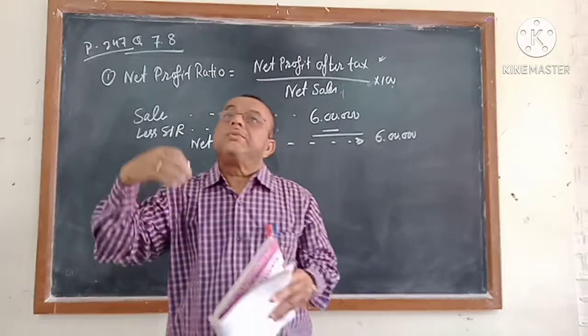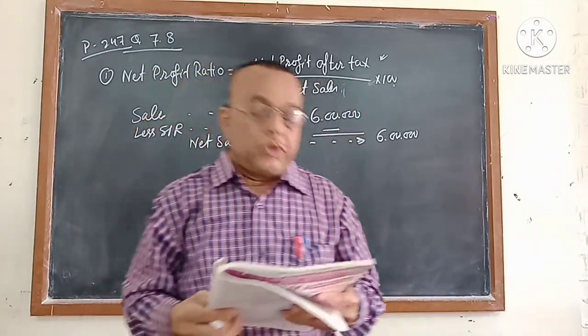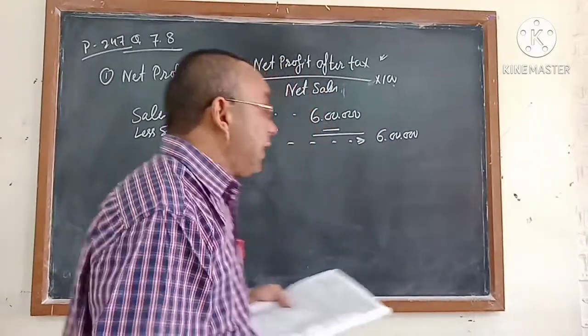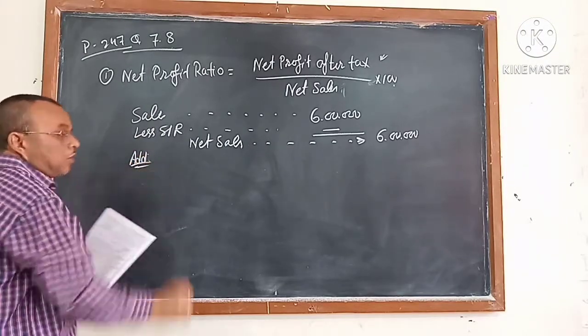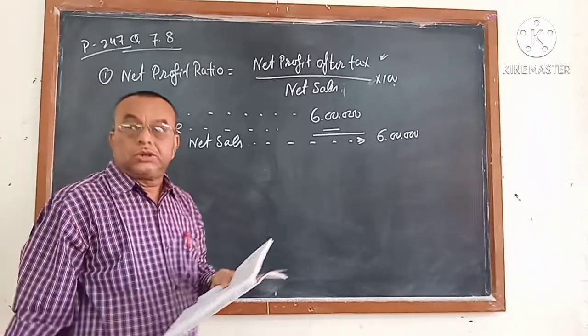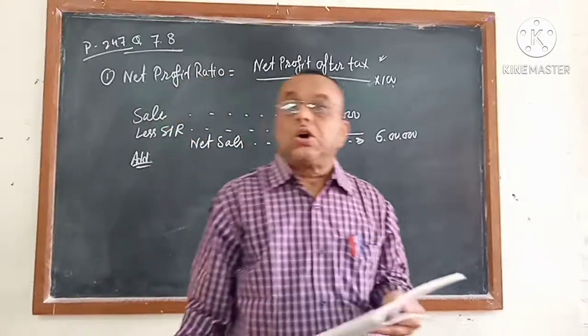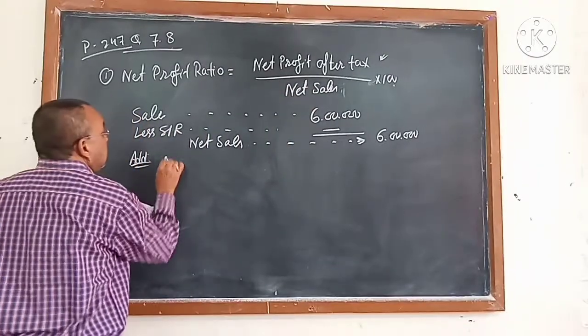With that sales, you may get another so many type of income. What is given in this question, according to that, we have to follow it. Now we have to add the non-operating income. So what we are doing? We are going to find out the total income first. First we will find out the total income, then we will deduct the all expense, automatically we will get the net profit. Add non-operating income.